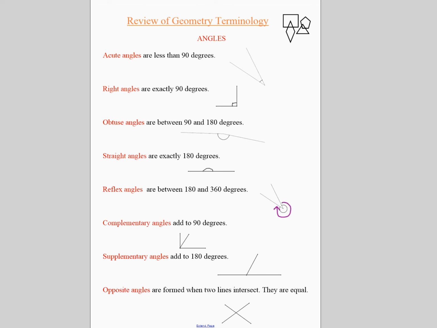Complementary angles are two or more angles that add up to equal 90 degrees. And then supplementary angles are two or more angles that add up to 180 degrees.